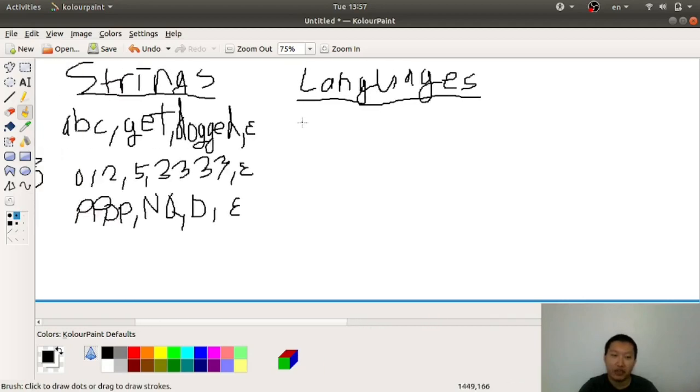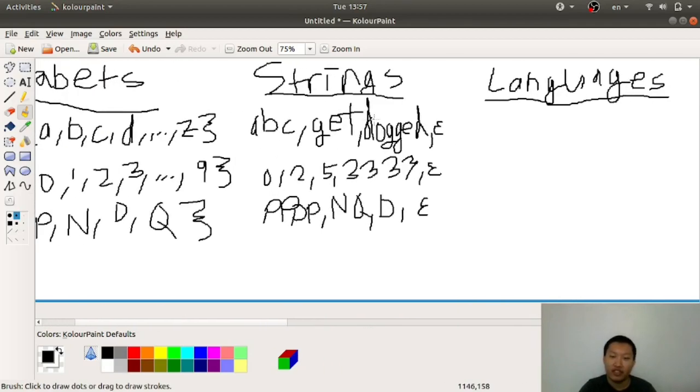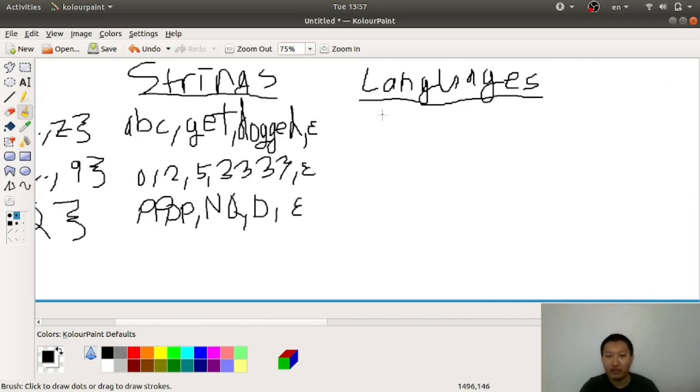So let's look at the strings we figured out in the previous example. So we have ABC, get, dogged, and the empty string. Some of these words are valid words, and some of them are not. So we're going to consider the language of all valid words. Usually we denote a language with an L for language, and it's going to equal the set of all the possible English words we could have.